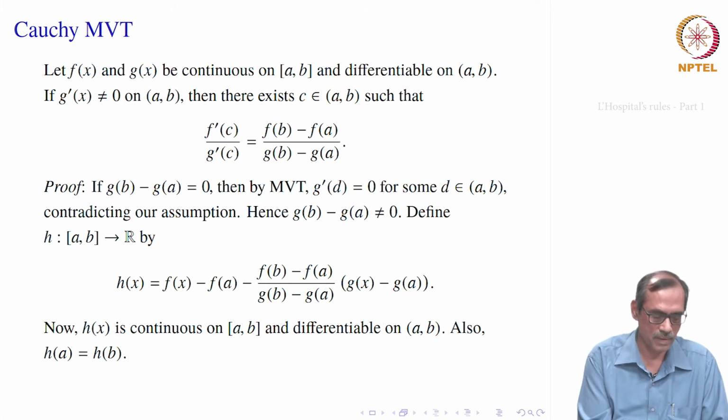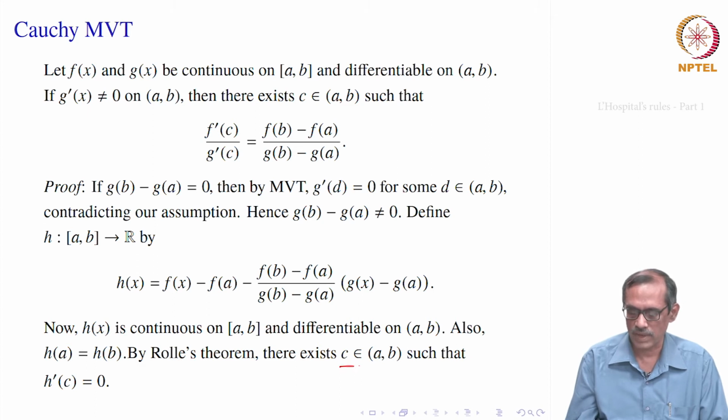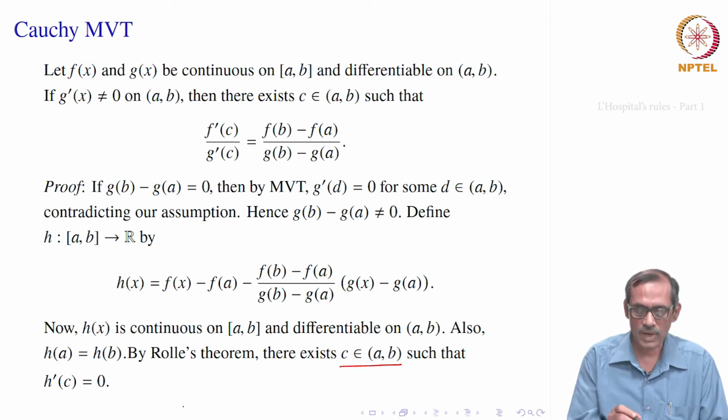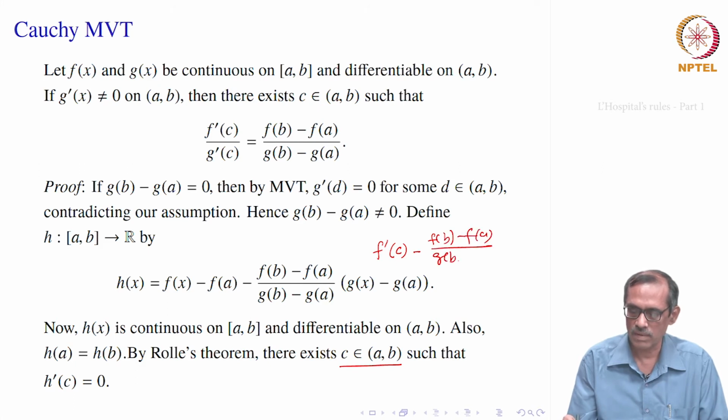Then you can use Rolle's theorem. So, Rolle's theorem says that there exists a point C between A and B such that h prime C equal to 0. Now, what is h prime C? F of A becomes 0, a constant. So, this gives f prime x evaluated at C, minus f of B minus f of A divided by g of B minus g of A, and the quantity is g x minus g A, its differentiation is just g prime, g A becomes 0 in the differentiation. So, it is g prime of x evaluated at C. So, that gives g prime at C.